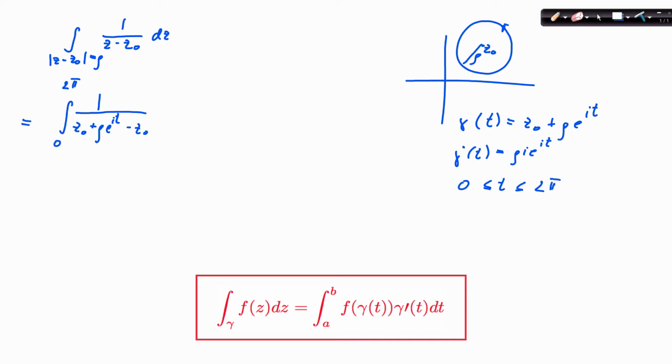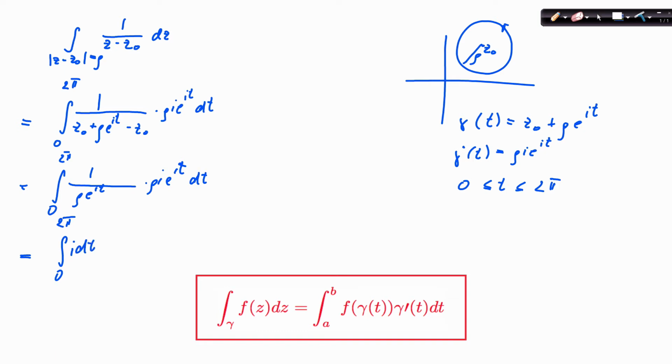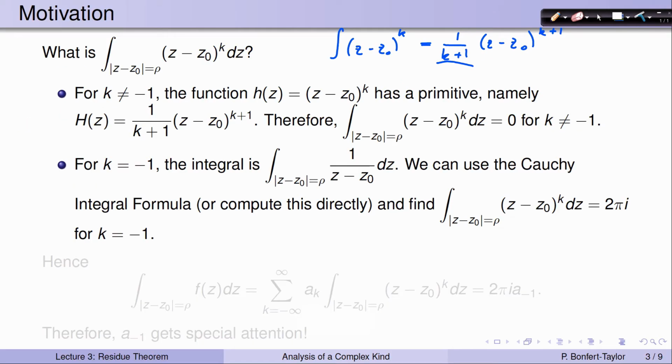So instead of z, I write z0 plus rho e to the it, and subtract the z0, and now I need to multiply with the derivative of the parameterization. And you notice that a lot of things cancel out. In the denominator, the z0 goes away, and I'm left with rho e to the it. And now even the rho e to the it cancels out, so all I'm left with is the integral from 0 to 2 pi of i dt, and that equals 2 pi i. So when k is equal to -1, the integral that I'm interested in equals 2 pi i.